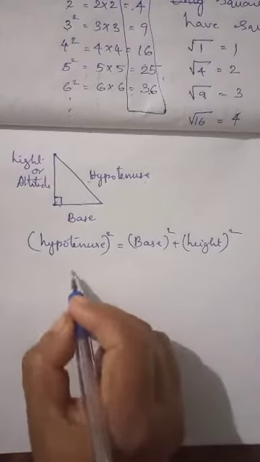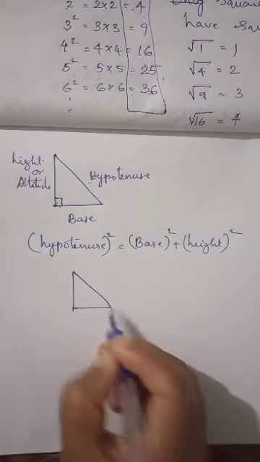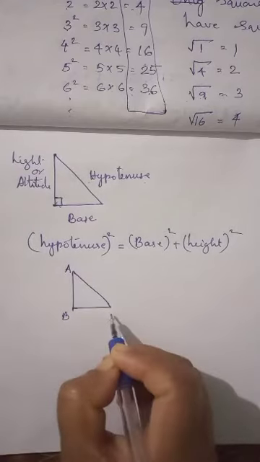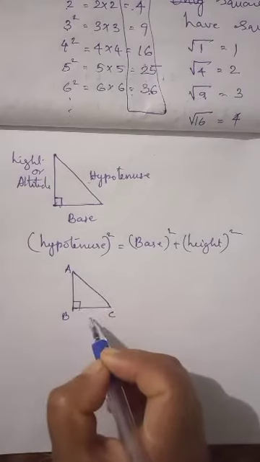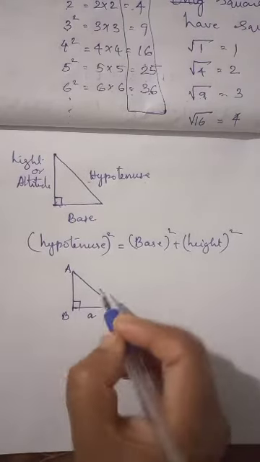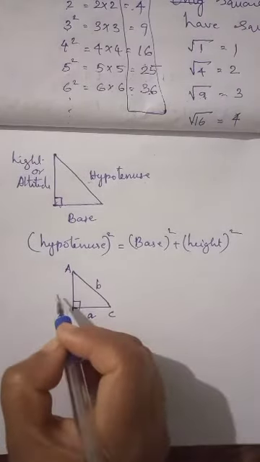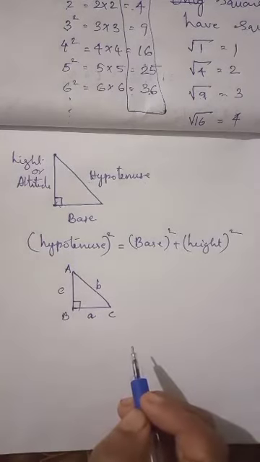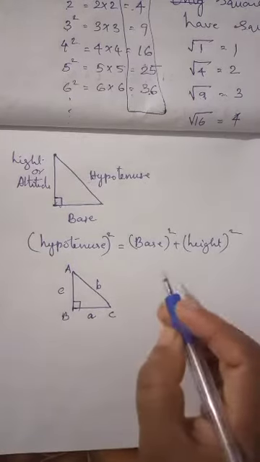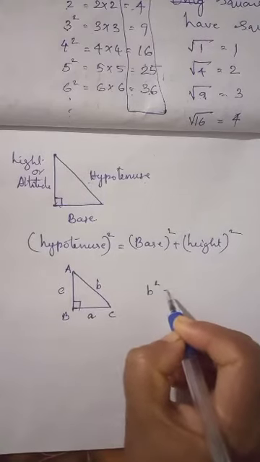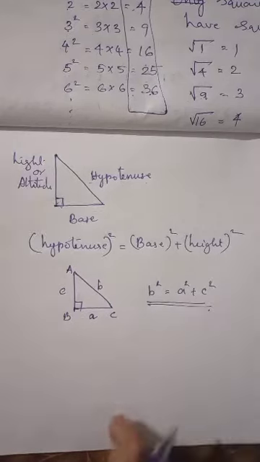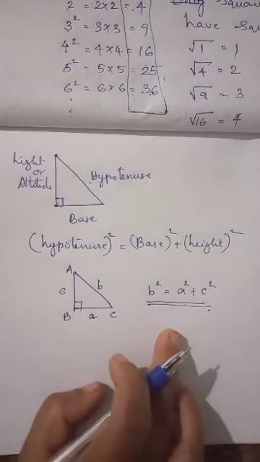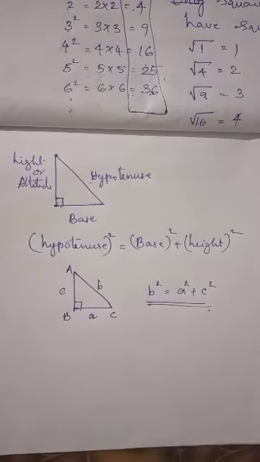So for this triangle ABC, with the right angle at B, we can call this side a centimeter, this side b centimeter, and this side small letter c centimeter. Then we can write b square is equal to a square plus c square. Okay, this is the Pythagoras theorem. Using this Pythagoras theorem, we have to do some questions.